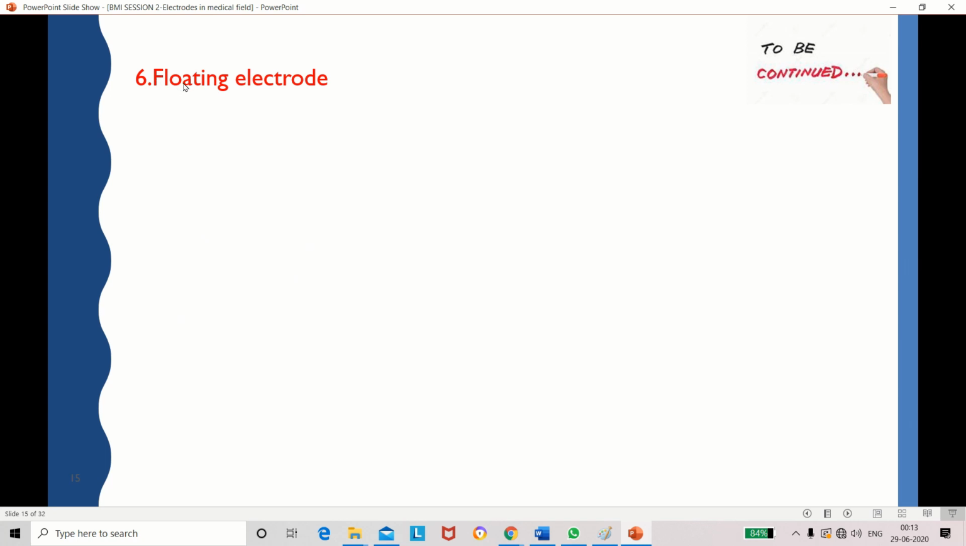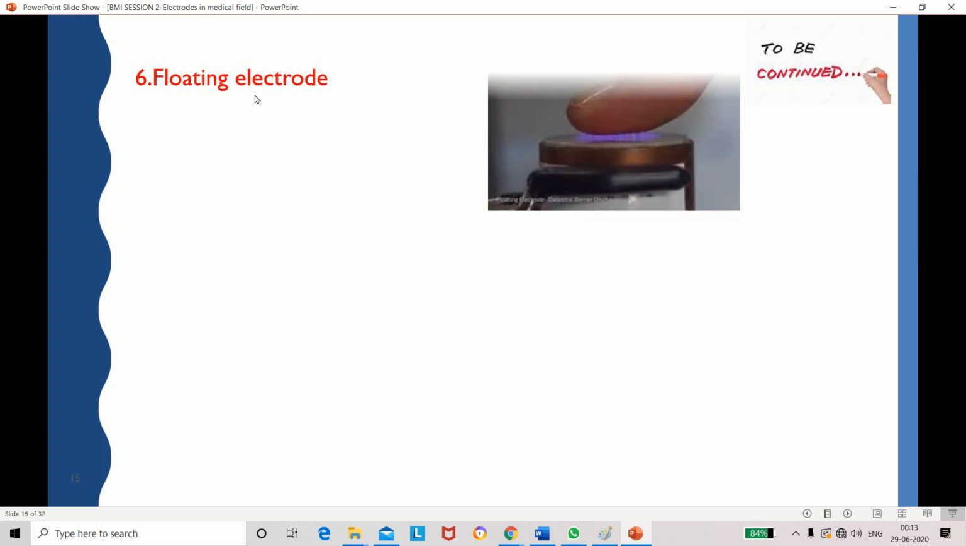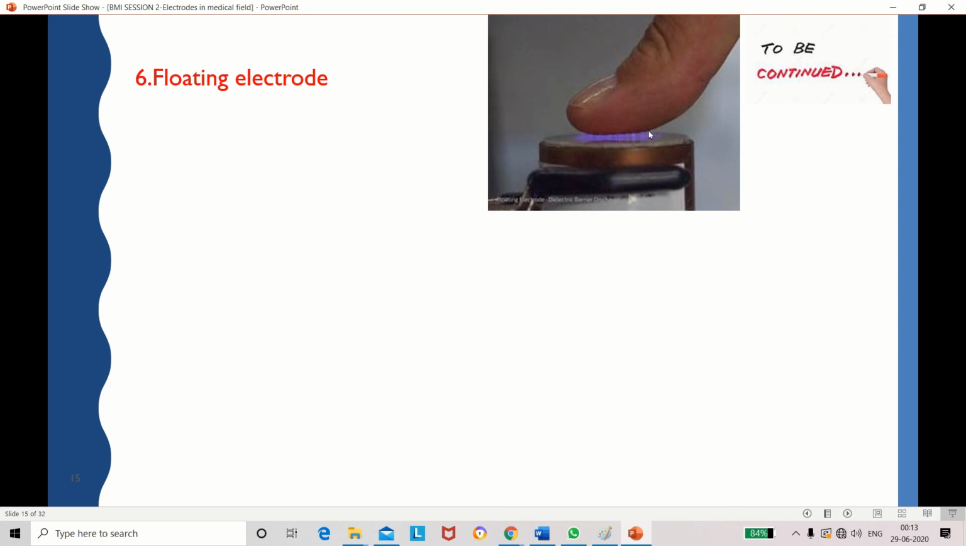See the title? It's a floating electrode. The electrode which is floated on the surface of the body. There is no direct contact between the surface and the electrode. Can you see this figure? Understand? So it avoids artifacts. What is the meaning of artifacts? Artifacts means disturbance or error.